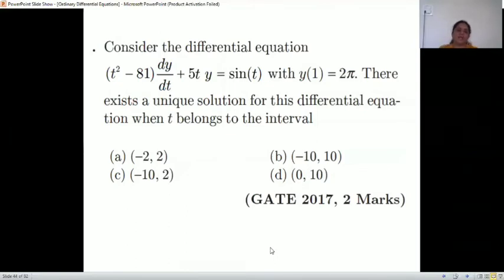Next question. I hope you will solve this. Consider the differential equation, with y of 1 is 2 pi. There exists a unique solution for this differential equation when t belongs to the interval. What should be the interval? What should be the value of t so that the differential equation will have a unique solution? I need your answer. Please solve this and tell me the answer.